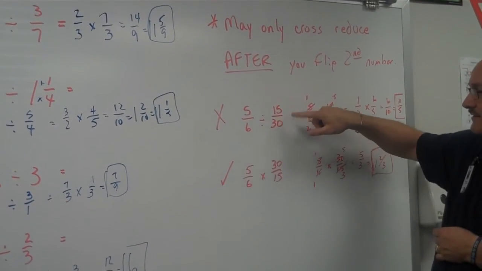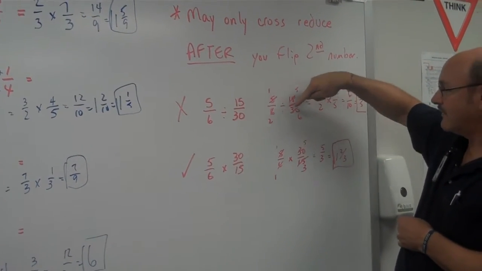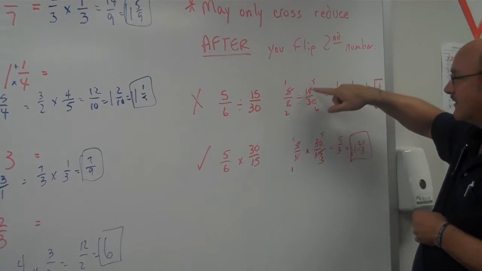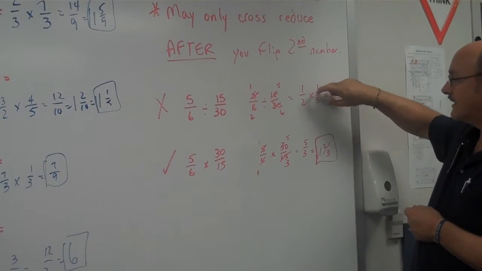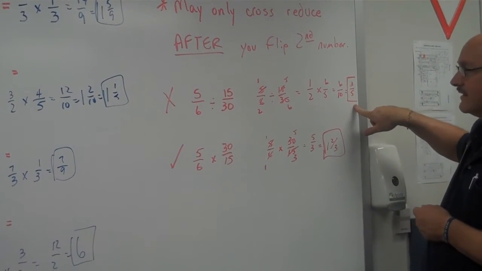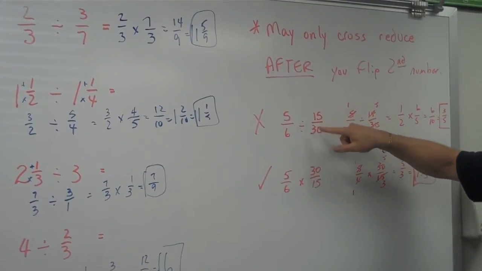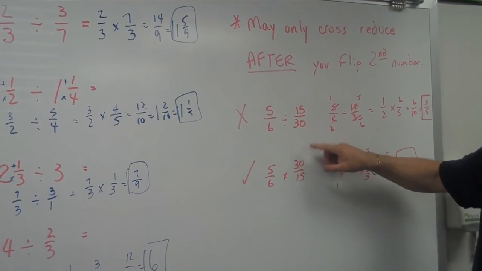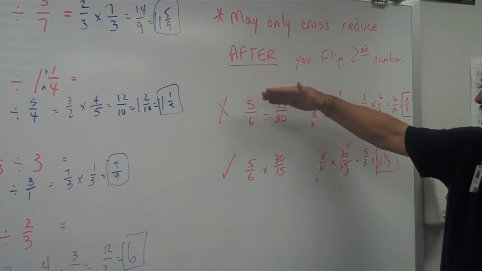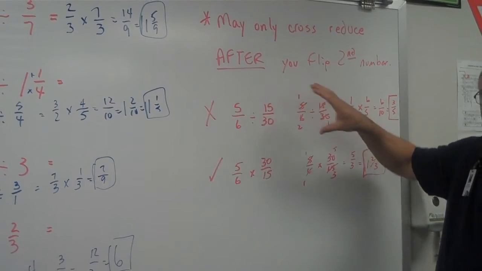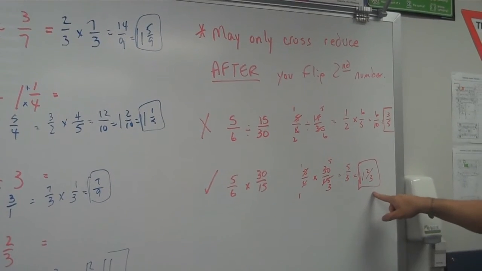So if I had 5/6 divided by 15/30, and let's say I cross-reduced first, 5 goes into 5 once and into 30 six times, and then I flipped it, I had 1/2 and 5/6, so then I flipped my numbers, my answer would be 3/5. That's incorrect. I've got to do 5/6 and flip the second number first, 30/15. Once it's flipped and I'm multiplying, then I can cross-reduce. We can only cross-reduce in multiplication. So once we flip it, then we can cross-reduce, and our answer is 1 2/3.